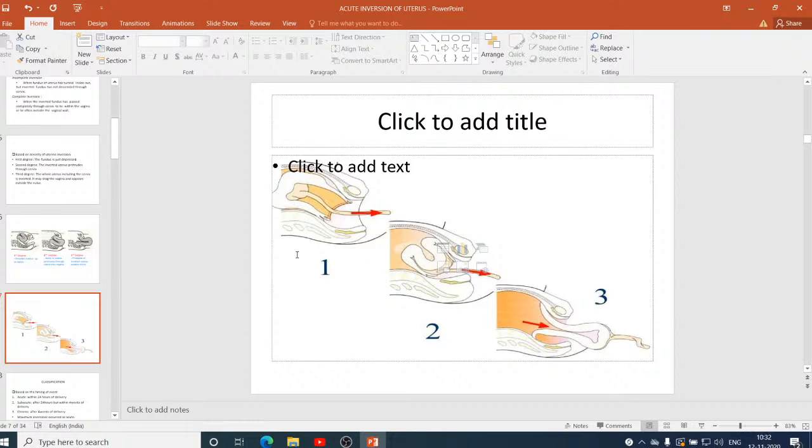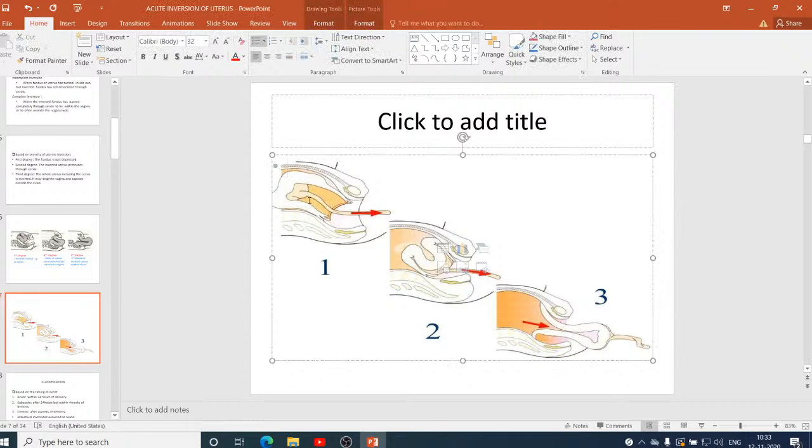This is one more picture where, along with the placental attachment, you can see the cord. This is the first degree where the fundal insertion of the placenta is there along with just dimpling of the fundus of the uterus. In this, the uterus has inverted and it protrudes through the cervix. Here it completely descends through the cervix and appears outside the vulva.